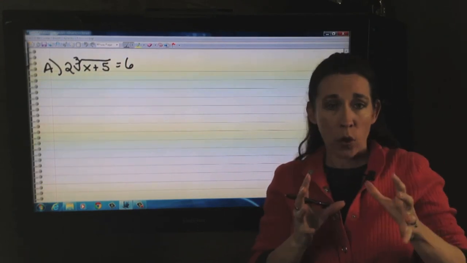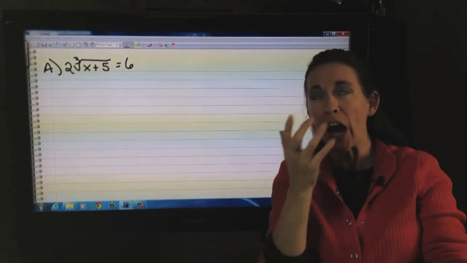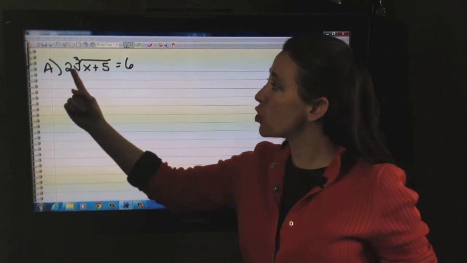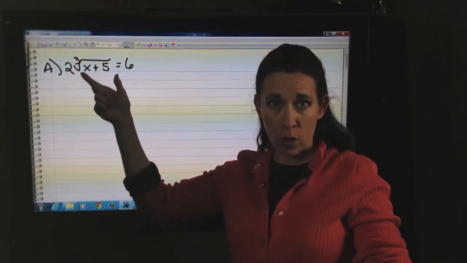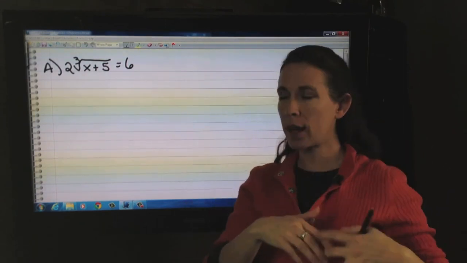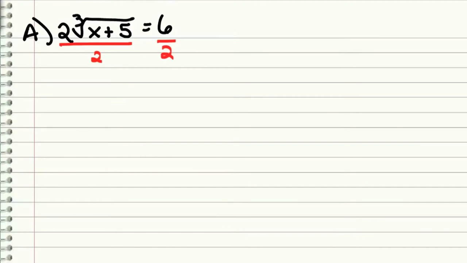This one is radical because you see the cubed root that we have here. So remember, in order to undo it, we need to isolate it. We need to get it by itself. So since this is 2 times that radical, just like if it was 2x, it's understood to be 2 times x, 2 in front of the radical, 2 times the radical. So we're going to undo that using division. So divide both sides by 2. So these 2 divide out to 1. So we're left with just the cubed root of x plus 5 equaling 3.